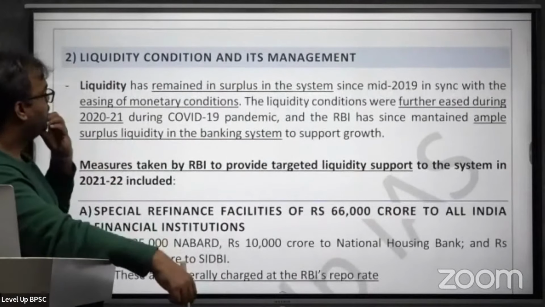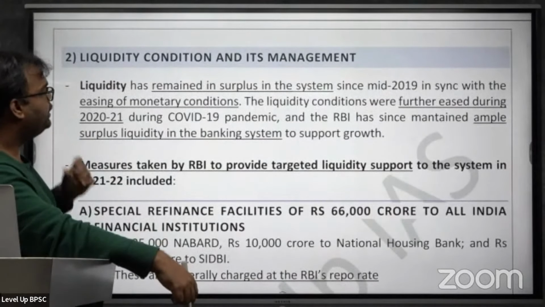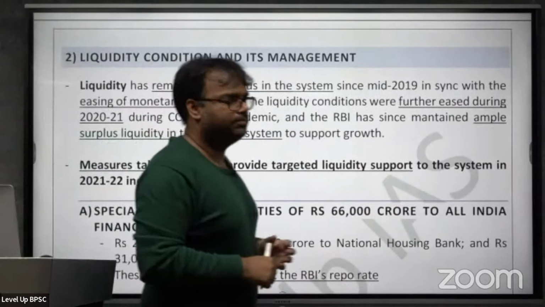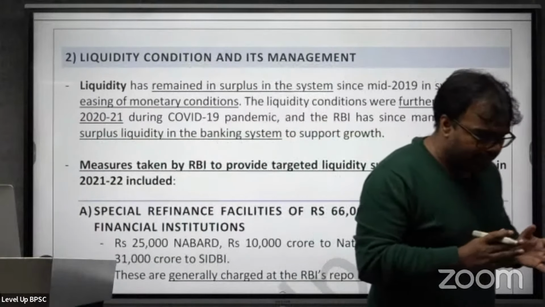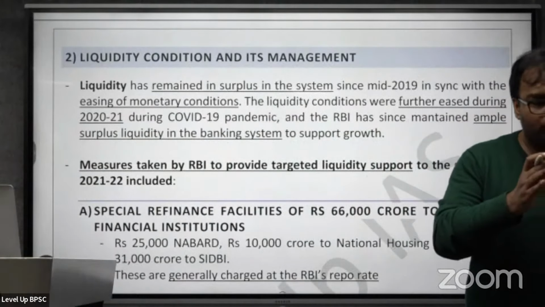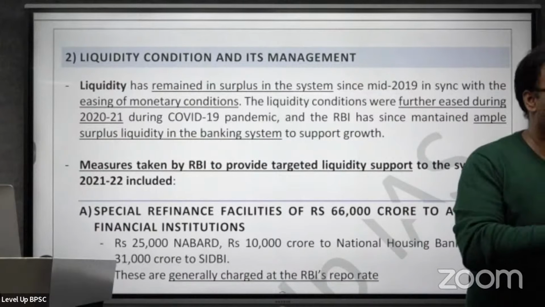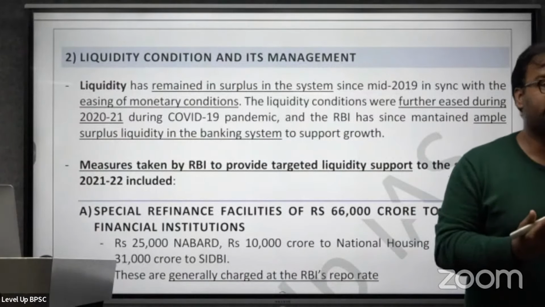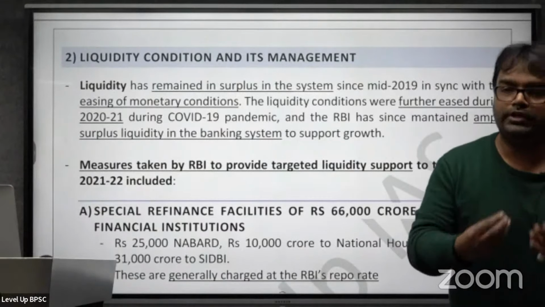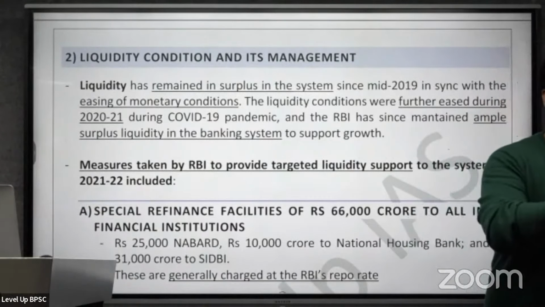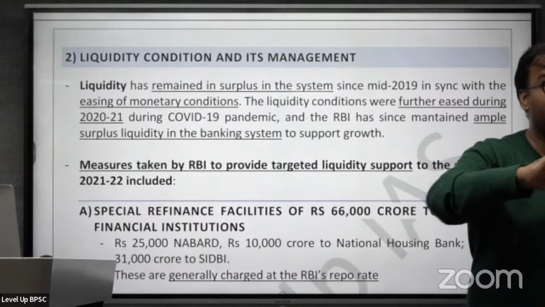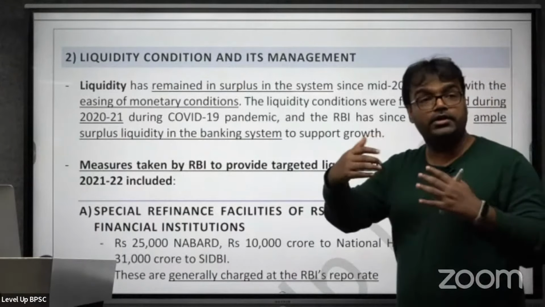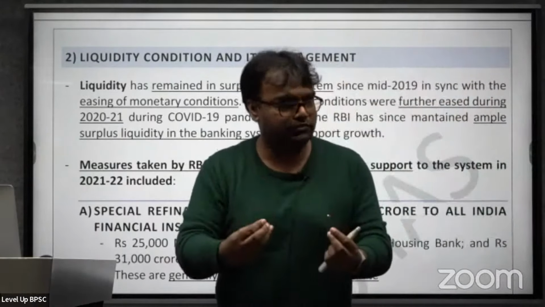Now, liquidity condition and its management. In this, basically we are going to talk about the last 1 year, 2021-22. In the last 1 year, what are the various steps which RBI has taken to introduce more money in the economy? First, we reduced the repo rate and reverse repo rate in 2020. After that, in 2020, under the Atmanirbhar Bharat Abhiyan, a lot of initiatives were launched.